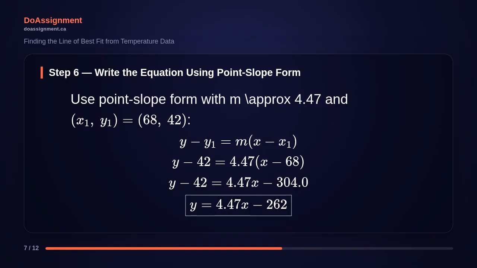Using point-slope form with slope 4.47 and the point (68, 42), we substitute and simplify. Distributing 4.47 times 68 gives 304.0. Adding 42 to both sides gives us the slope-intercept equation. y equals 4.47x minus 262. That is our line of best fit.